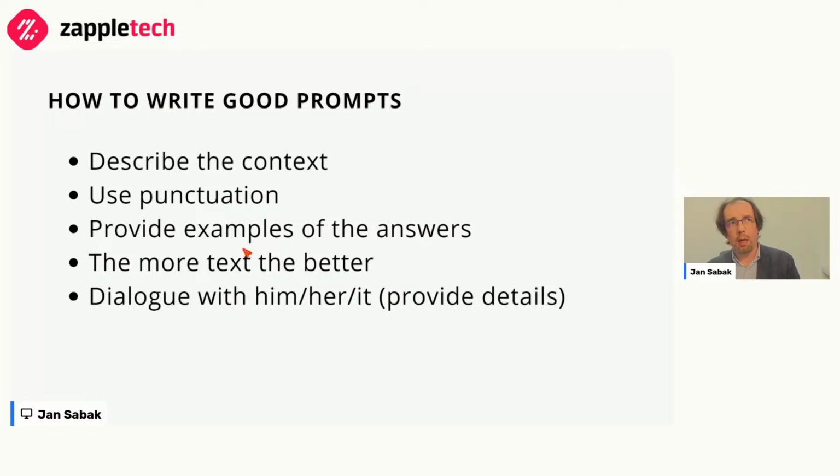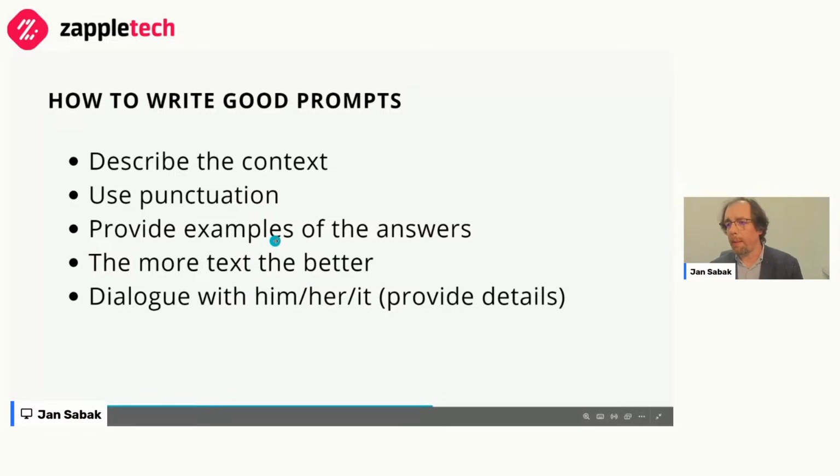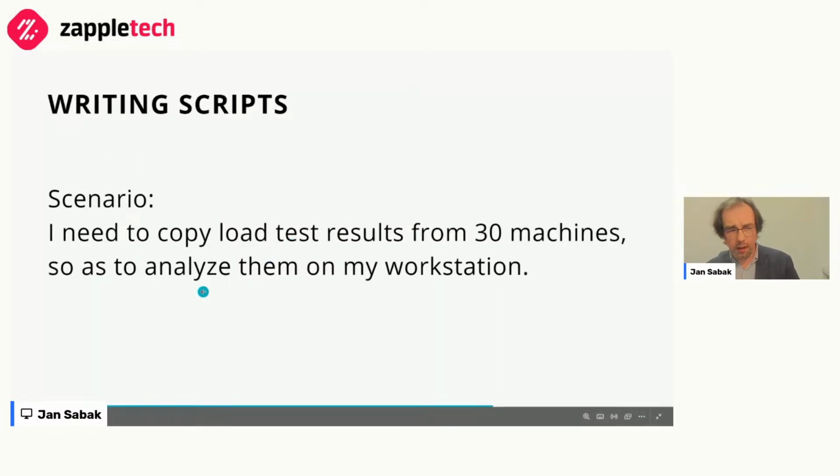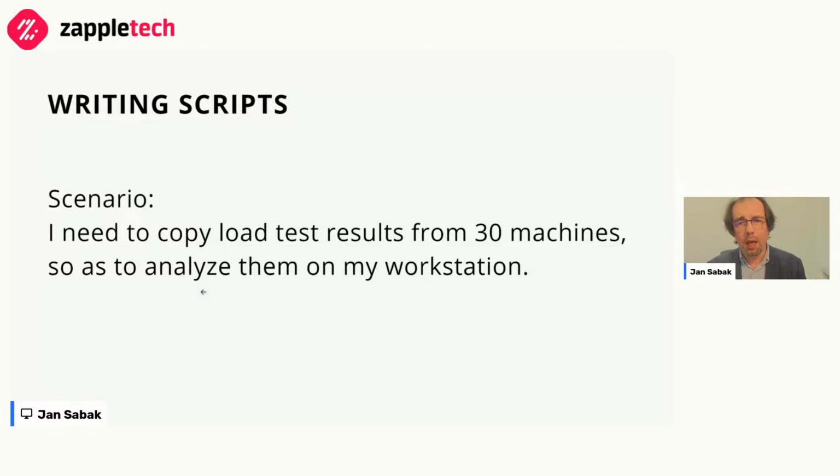So the result was the same as providing the prompt in English. Okay, so this was theory. Let me show you some examples. I said ChatGPT is good with text, and code is text.